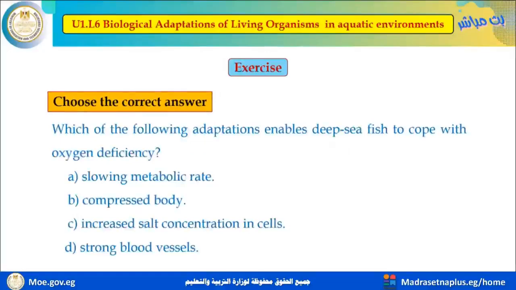Another question, my dear student. Which of the following adaptations enable deep sea fish to cope with oxygen deficiency? Slowing metabolic rate, compressed body, increased salt concentration in cells, strong blood vessels. Again, this is not an easy question. We need to concentrate more. Which of the following adaptations enable deep sea fish to cope with oxygen deficiency? Slowing metabolic rate, compressed body, increased salt concentration in cells, strong blood vessels. Excellent. Yes, slowing metabolic rate. Okay?